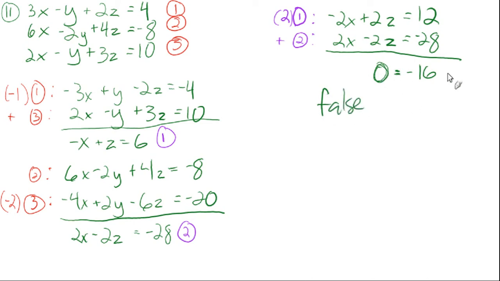So this is a statement that's always false. This system just can't be solved. So there's no solution. It's impossible to solve this system. So it's the same as with the system of 2 equations and 2 unknowns. If we get a false equation at the end, then we have no solution.